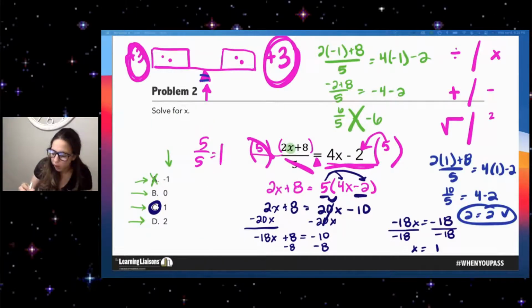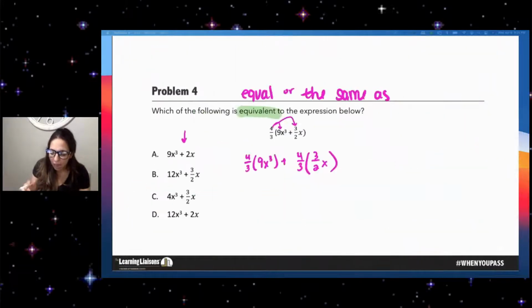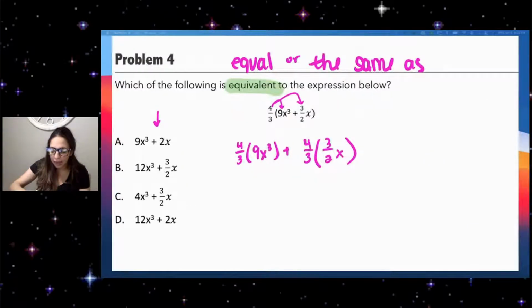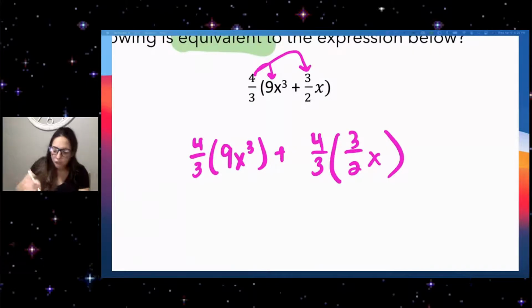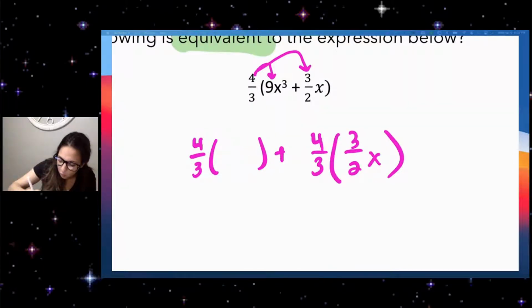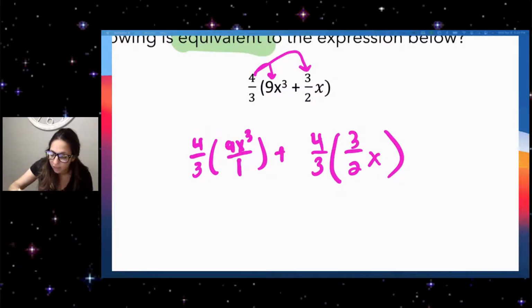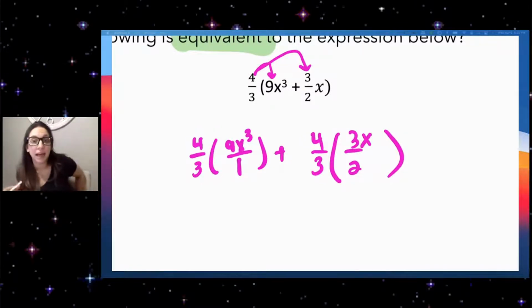Now, if I was using the distributive property like this one, where we were just doing 5 times 4x minus 2, I'm not going to write 5 times 4x minus 5 times 2 and then solve it, because I can do 5 times 4 in my head and get 20, and I can do 5 times -2 and get -10. However, I can't do 4/3 times 9 in my head. So that's why I'm writing it out like this so that I don't lose any of my steps. So I'm going to put this over a value of 1, 9x cubed over 1, and then 3/2 x. The x, when it's off to the side like that, can also be interpreted as x on the top.